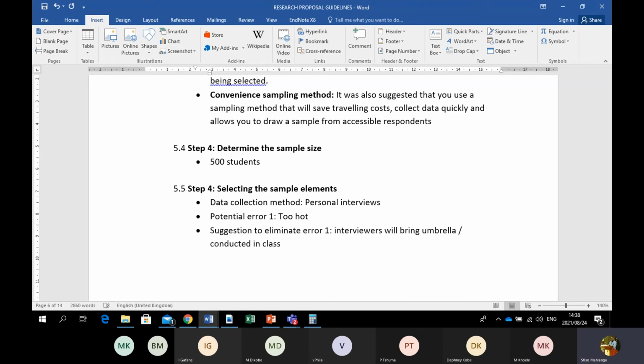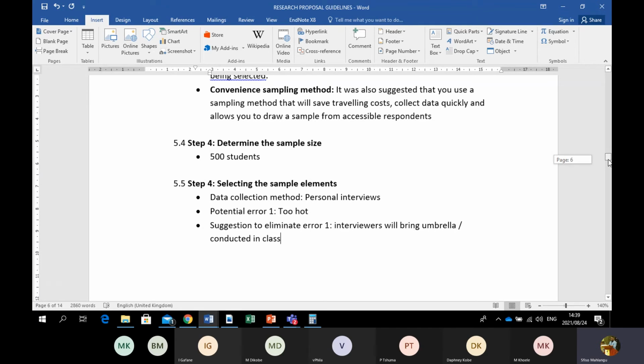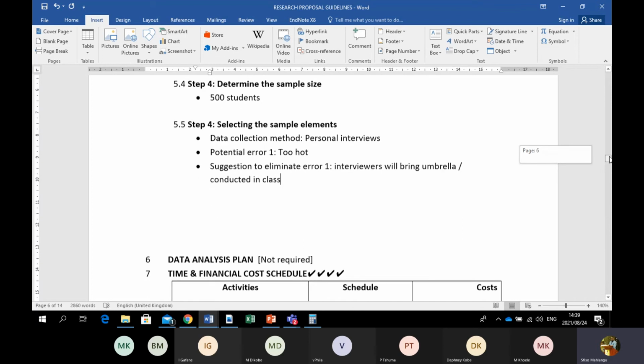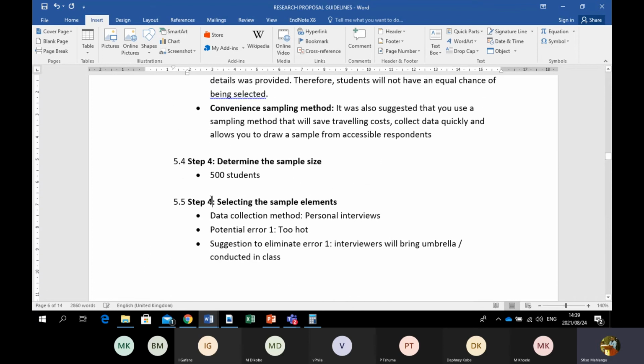If you have another error, this could be something such as a strike, then we reschedule the campus visit. If it's raining, it could be similar to the ones that are provided. If they refuse to participate, maybe we can provide incentives such as airtime. So you just indicate the error as well as the suggestion. And you will see that brings us to the end of the chapter, the 5 steps of the sampling process.